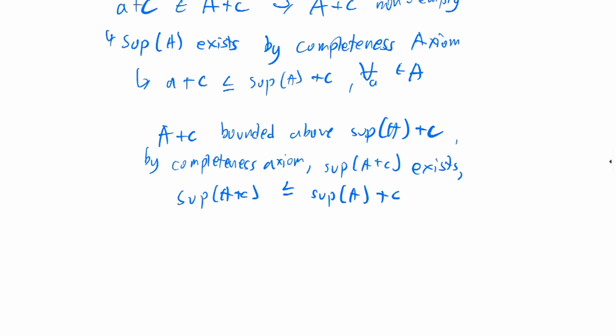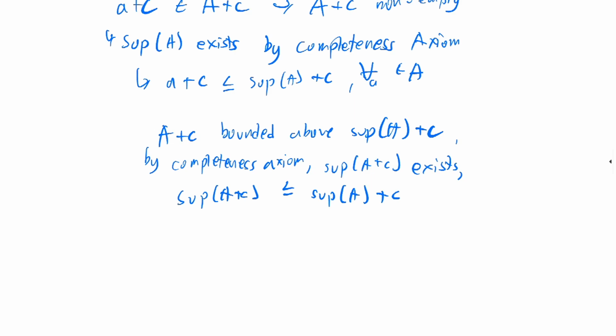We said that A is not an empty set, so there must be an element of A within A. So we're going to call that little a. And we noted that then a plus C must also be in cap A plus C. So cap A plus C is non-empty. So we just showed cap A plus C is non-empty.